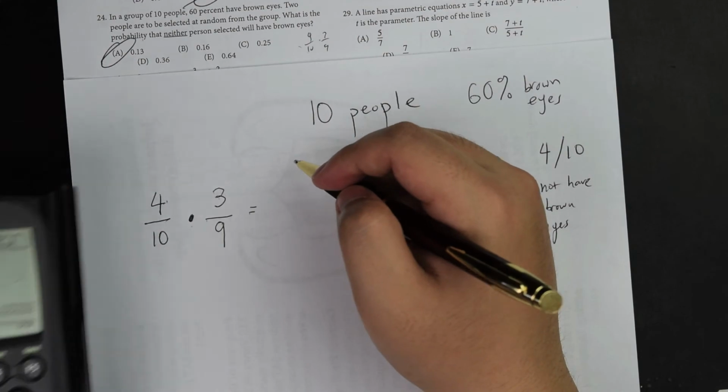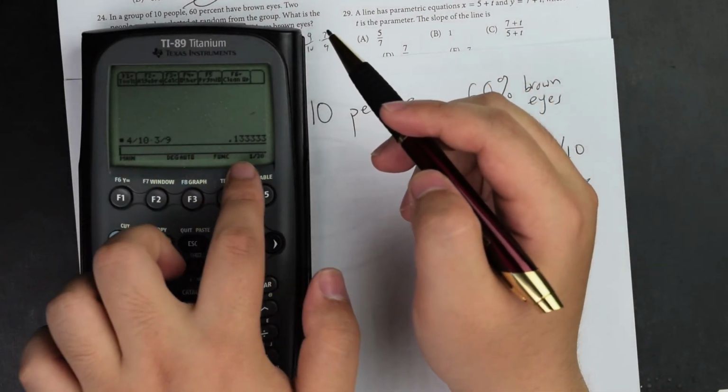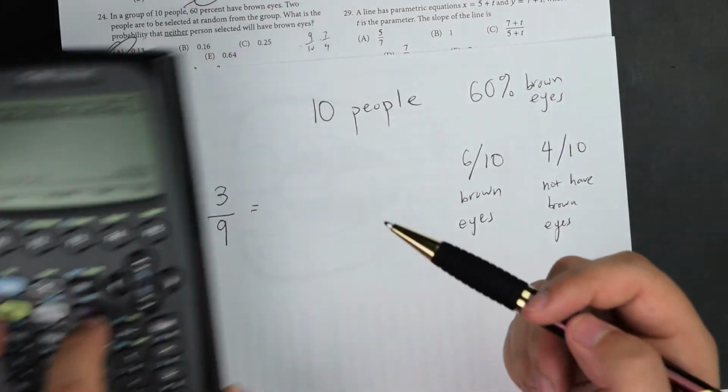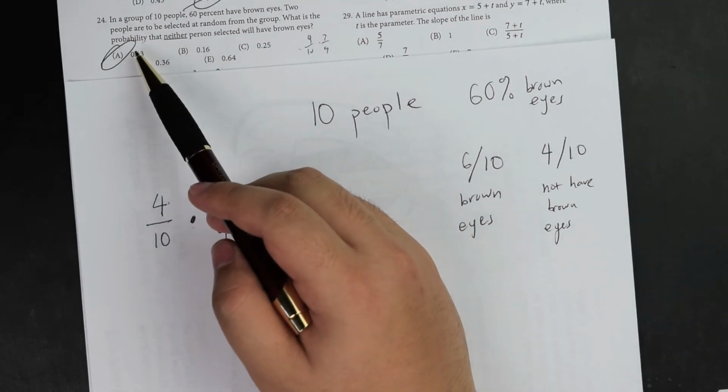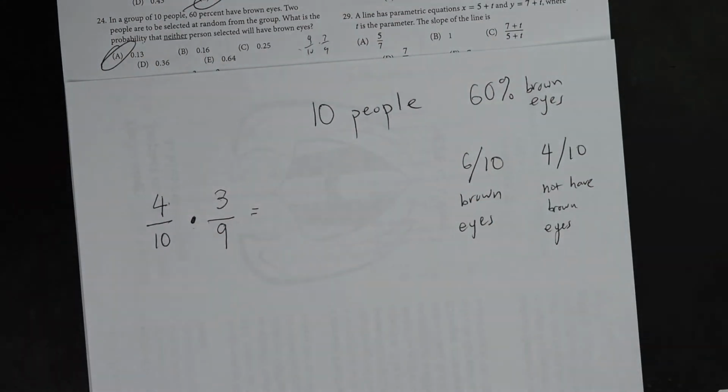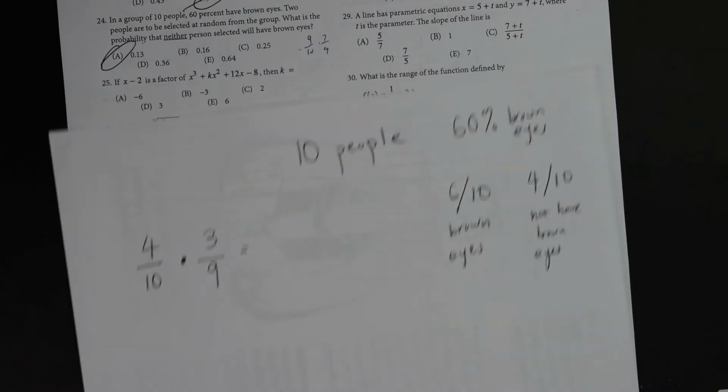And when I did that, 4 out of 10 times 3 over 9, I get 0.13333. If we look at the choices for number 24, my final answer would then be A. And that concludes my explanation for number 24. And now to continue on to the last question.